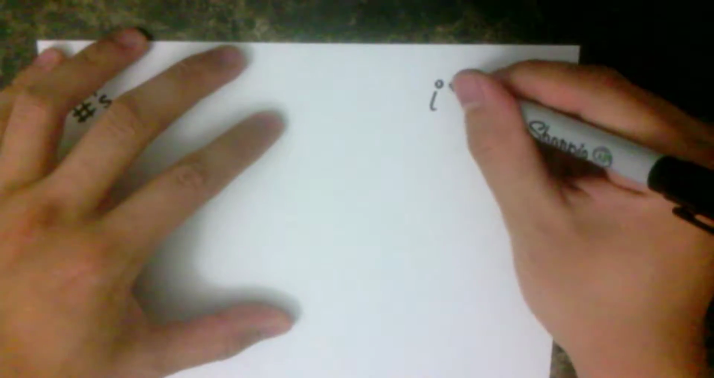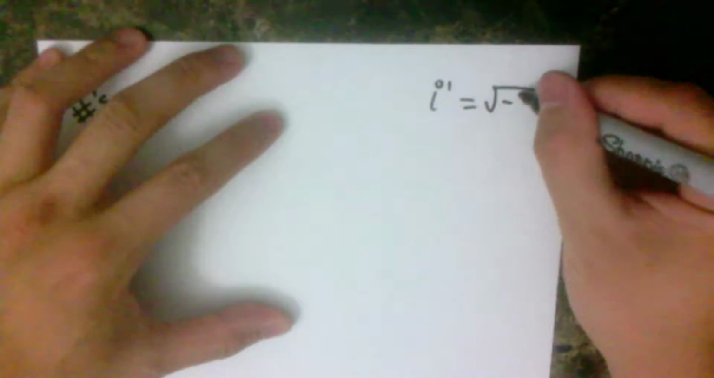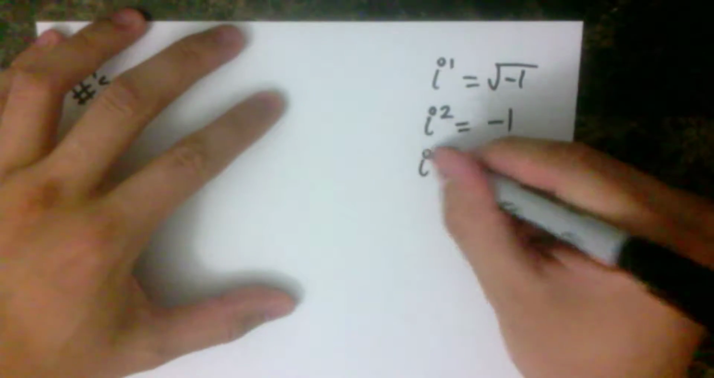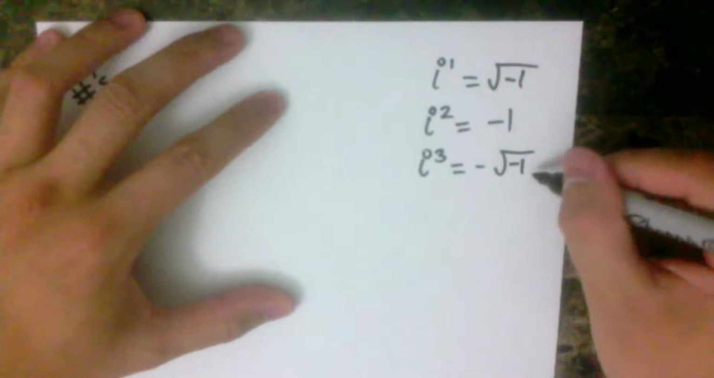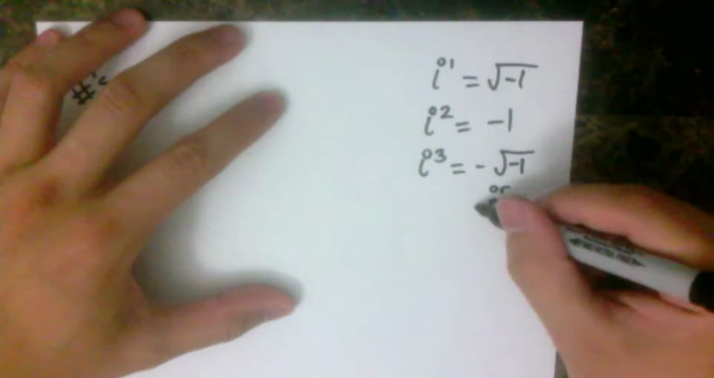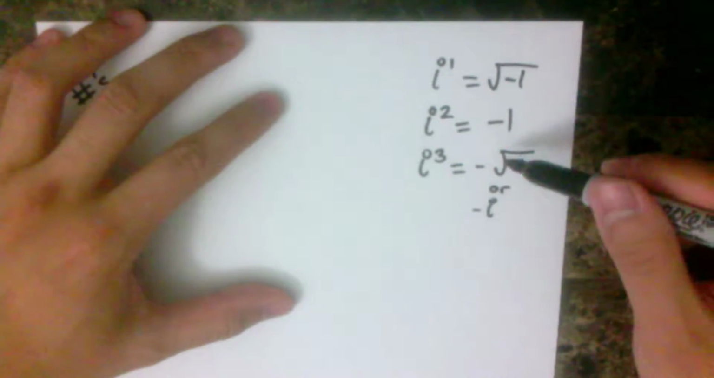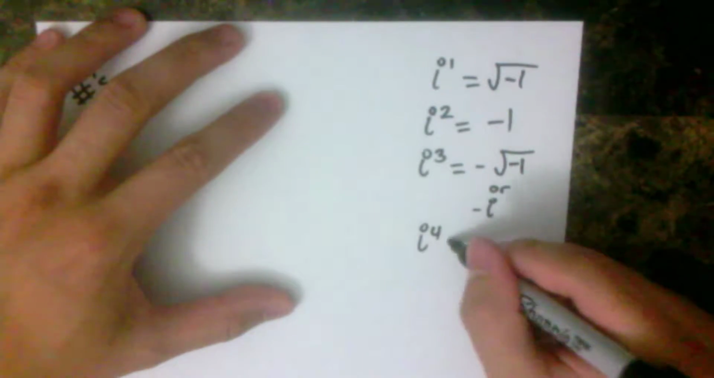I to the first power is just i, or the square root of negative 1. I to the second power is negative 1. I to the third power is negative square root of negative 1, or negative i, sorry. So you'll notice that this and this are exactly the same thing. Don't really worry about it too much. You only need to memorize 1. And then i to the fourth is positive 1.